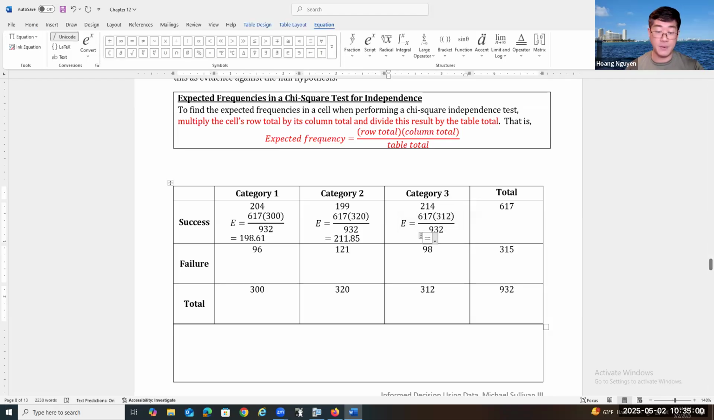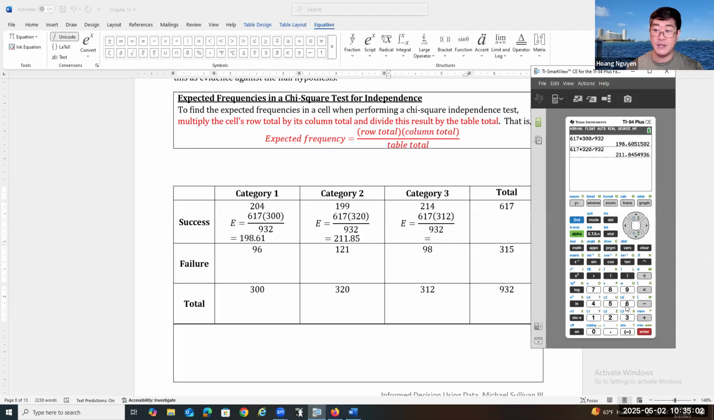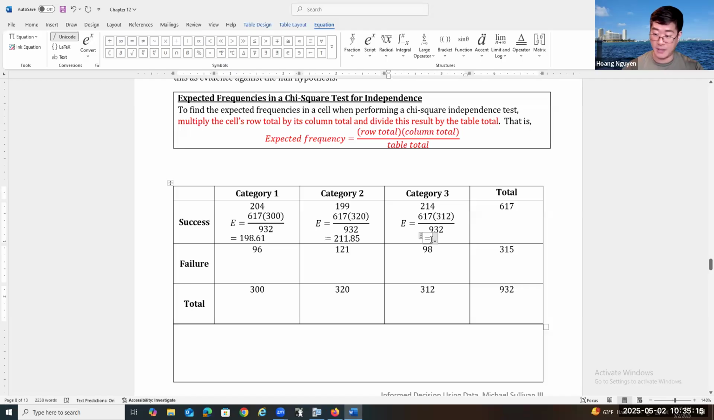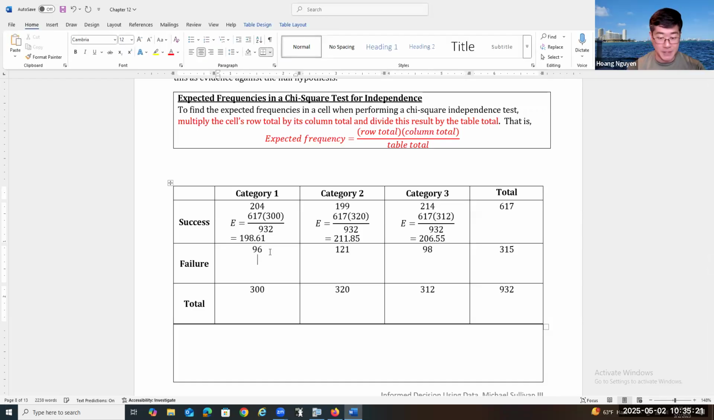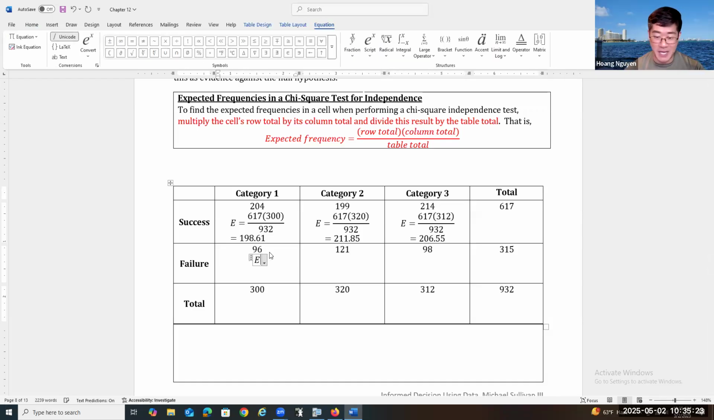Now we're going to use a calculator to get this answer. 617 times 312 divided by 932. 206.55. Now that's going to be the expected value for the first row. Now similar idea, we're going to do the expected frequency for the second row.